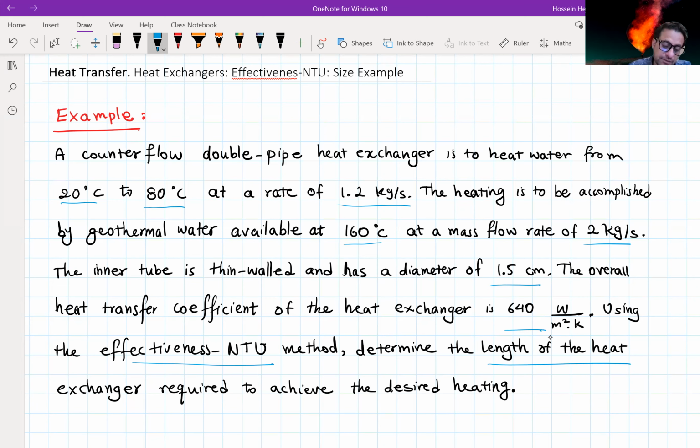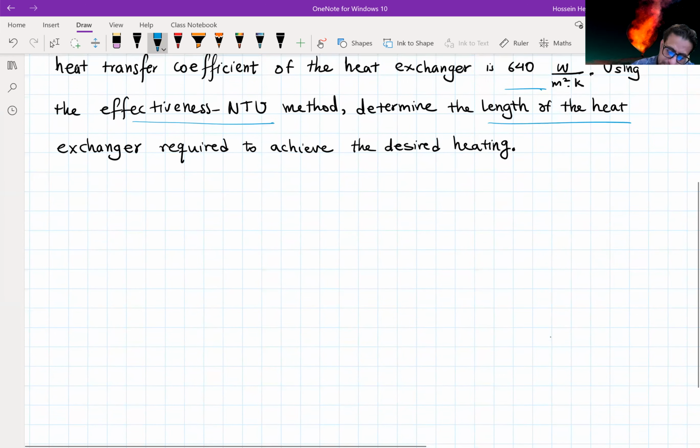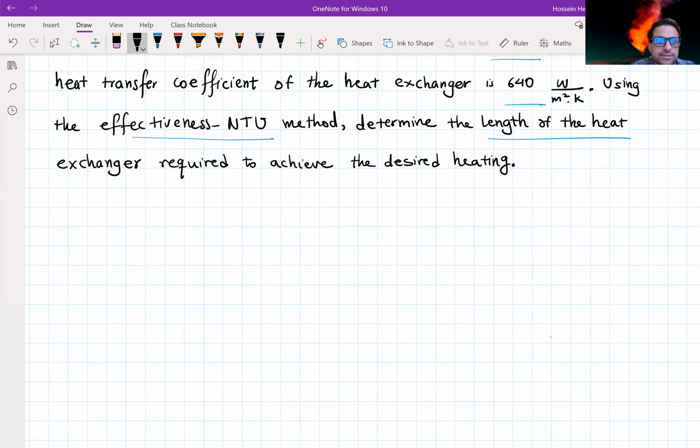So we are going to heat the water from 20 to 80 at this rate, 1.2, with the geothermal water, some sort of brine, which has a temperature of 160, and it comes at the rate of 2 kilogram per second. So I can make a quick schematic of what we have here. So we have a double pipe heat exchanger, and it's a counter current flow.